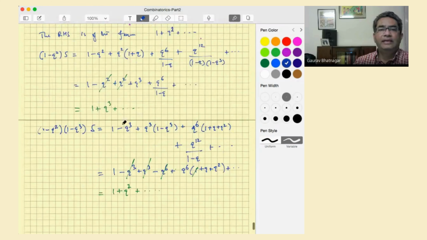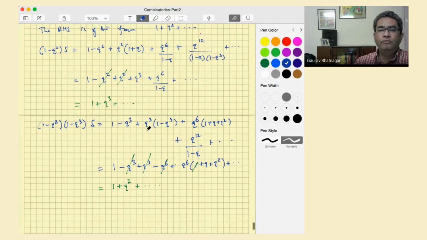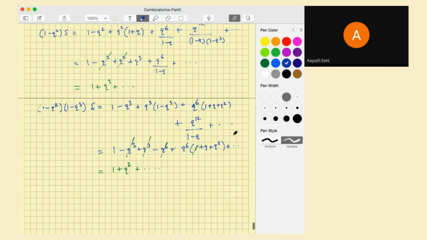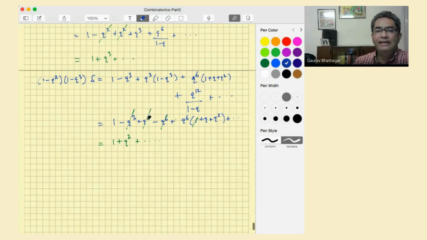So have you got this 1 minus q cubed plus q cubed over here times 1 minus q cubed plus q raised to 6 times 1 minus q cubed is 1 plus q squared and so on. Yes, Professor, I got it. Then I just cancel whatever and I get q raised to... I mean, this is what comes up. I'm just guessing what it is, right? I'm just multiplying and seeing what comes up.